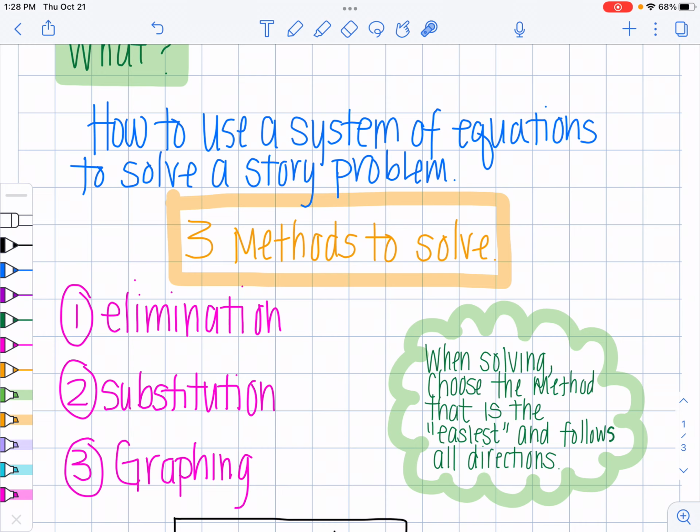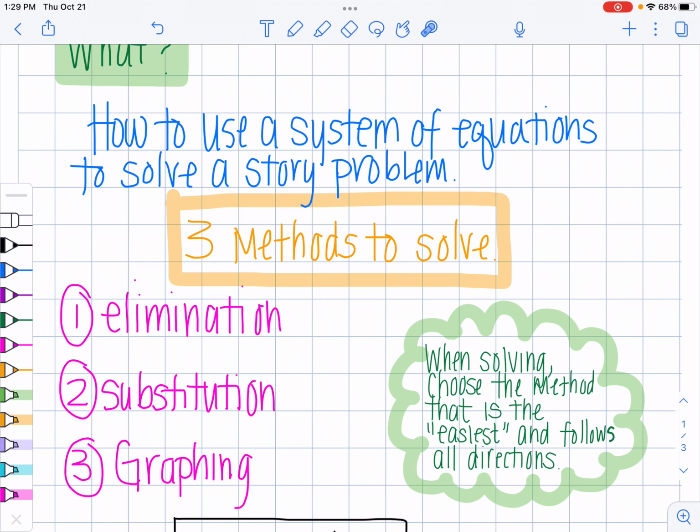When you're solving, you want to choose the method that you find to be the easiest, because you can pick whichever one you like, since there are three different choices, unless your teacher specifically says you must use elimination to solve this problem. You just want to follow all the directions. So use the one that you like the best, that you feel the most comfortable with. I have three problems for you to do.